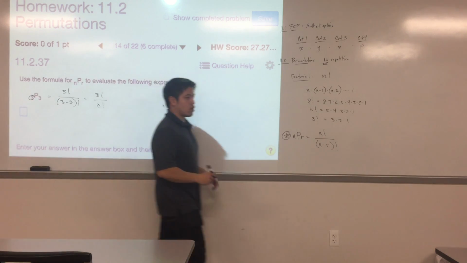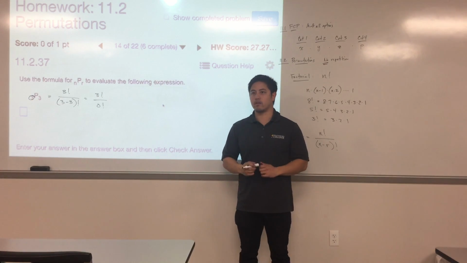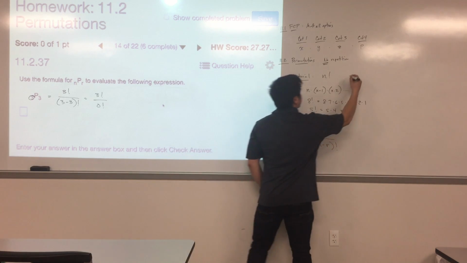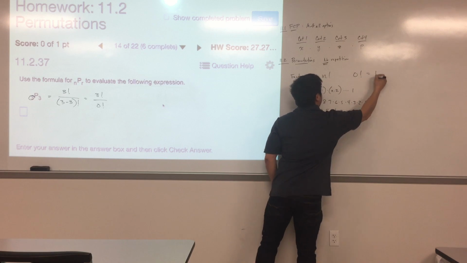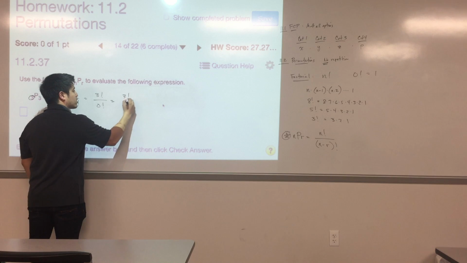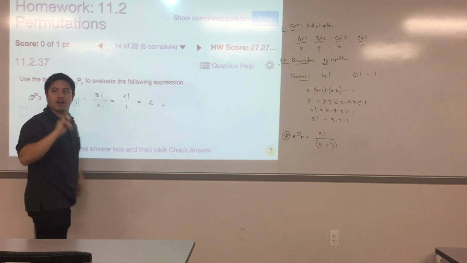Go put in your calculator 0 factorial for me. It's 1. And so I want to make a little note here. 0 factorial always equals 1, which means that this is really 3 factorial over 1, or simply 6. You got it. Good job.